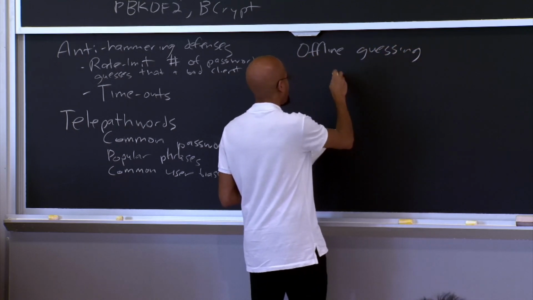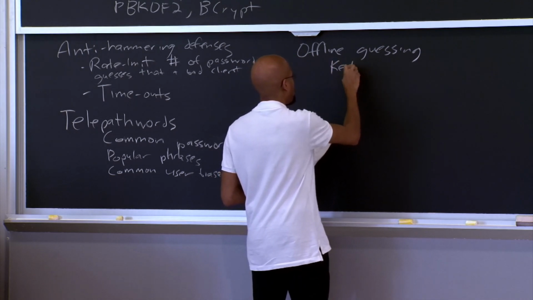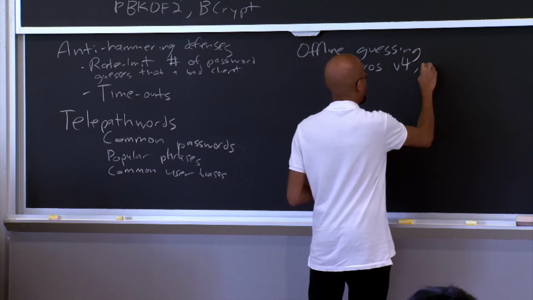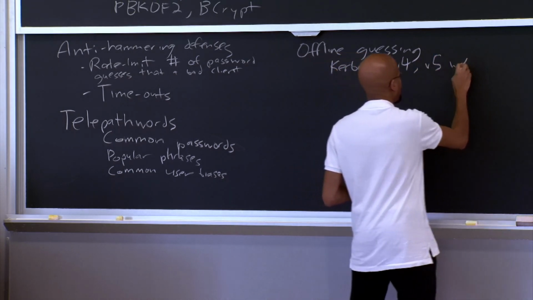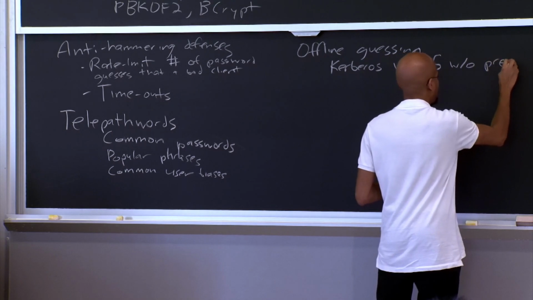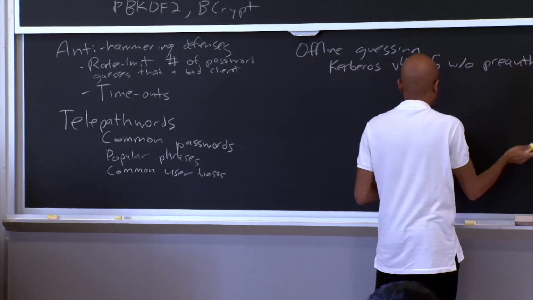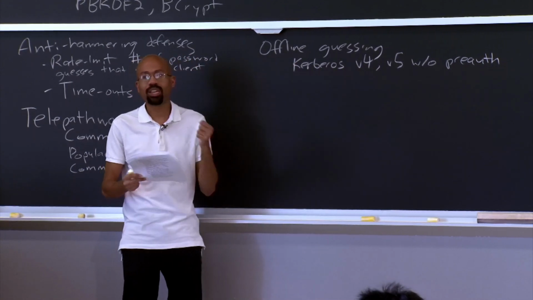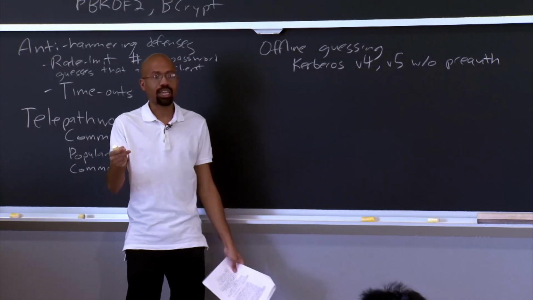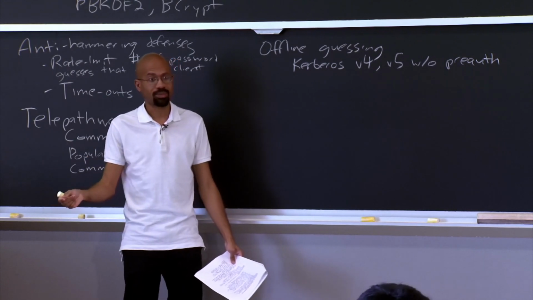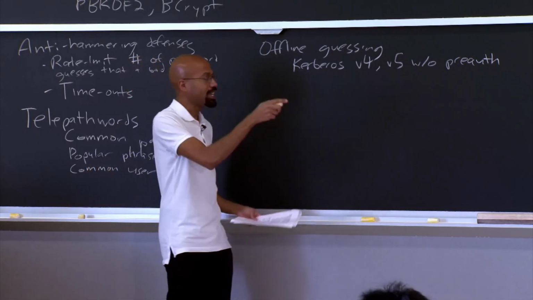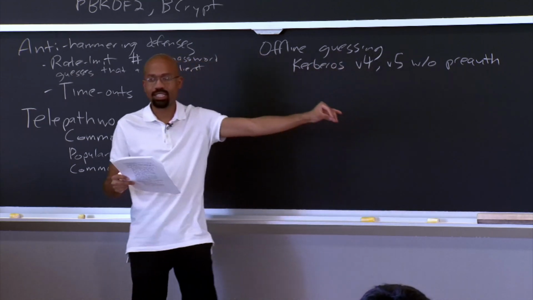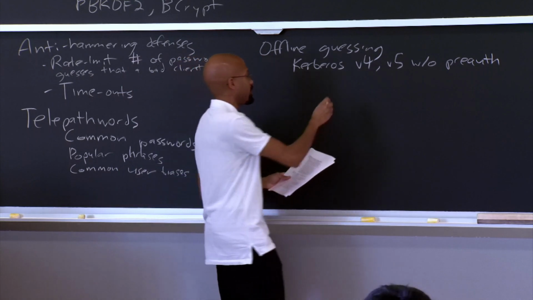Right, so this was a problem that Kerberos v4 had, and also v5 without this thing they call pre-auth. The basic idea was that in these versions of Kerberos, anyone could ask the KDC for a ticket that would be encrypted with the user's password, right? Basically, the KDC did not authenticate requests that were coming from a client.